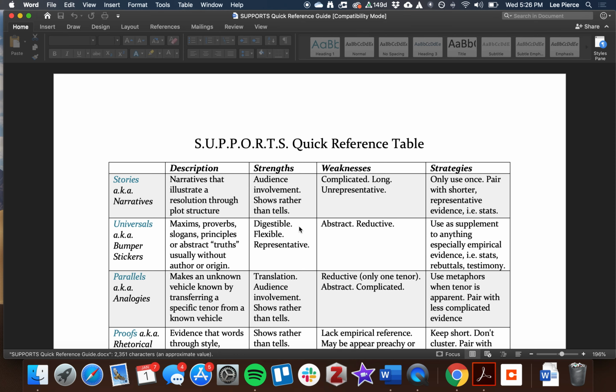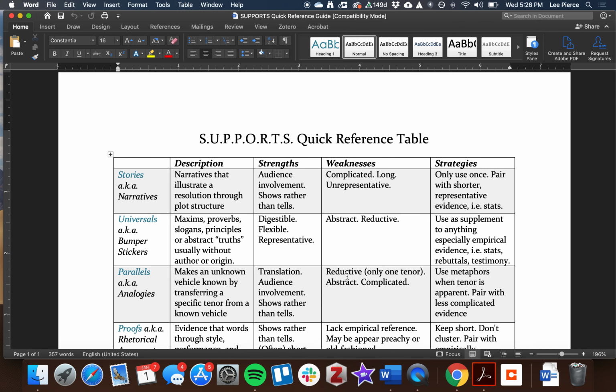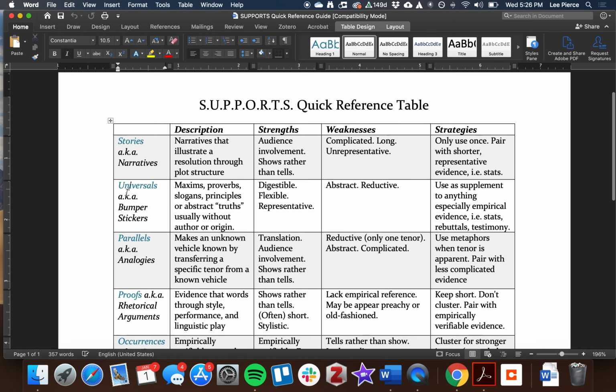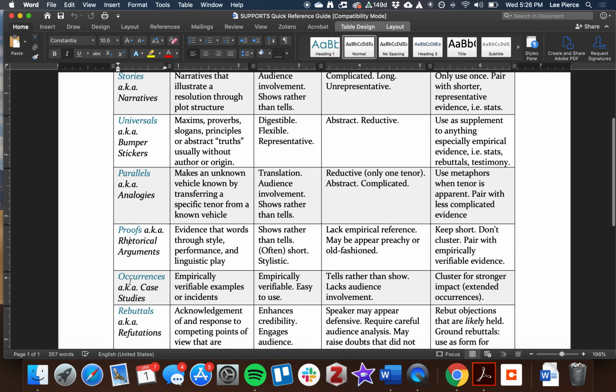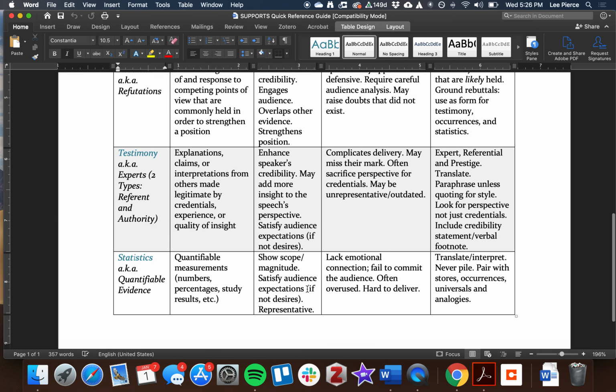So all I need really is this quick reference table, but I'm going to go over each one of these, and I will also post the transcript that explains all of these as well. So supports, S-U-P-P-O-R-T-S. These are the only kinds of evidence that exist anywhere in the world.